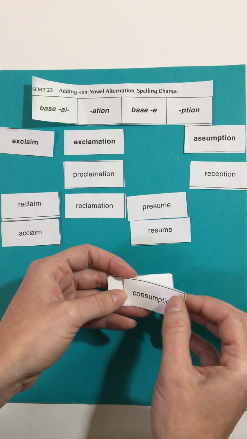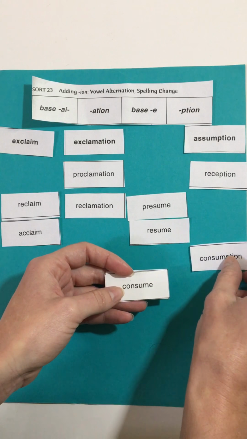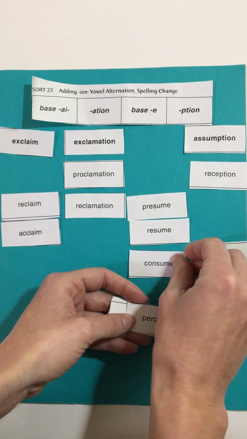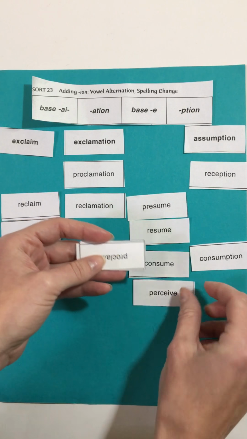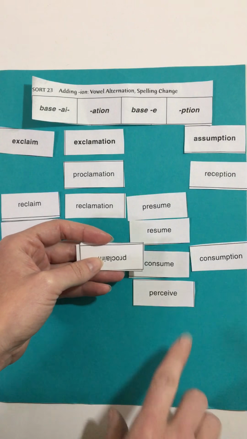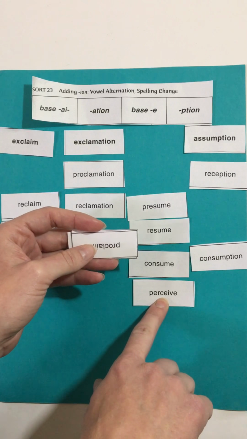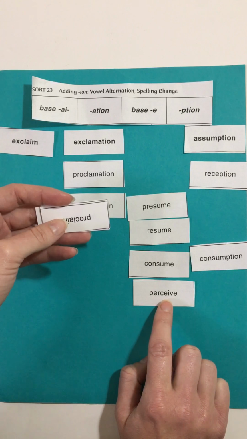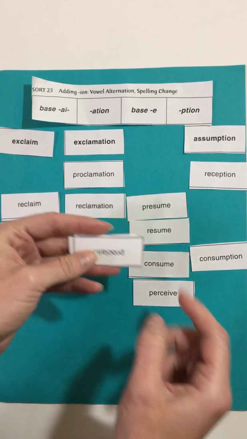Consumption. Consumption is, you could use that word to describe eating. Consumption, the using up of something. And to consume. Perceive. Oh, this one actually has the EI in it. Remember the I before E except after C? Right here we have the I comes after the E. I before E except after C.